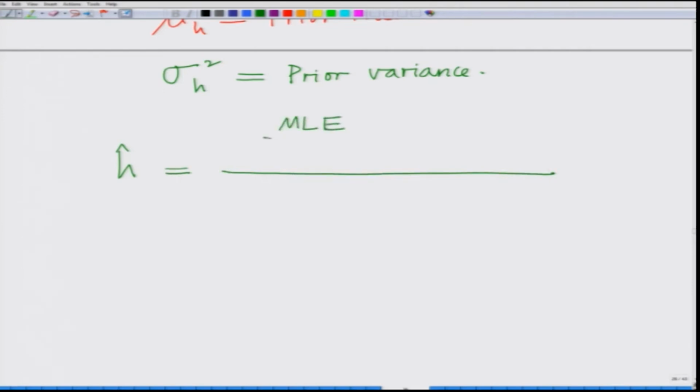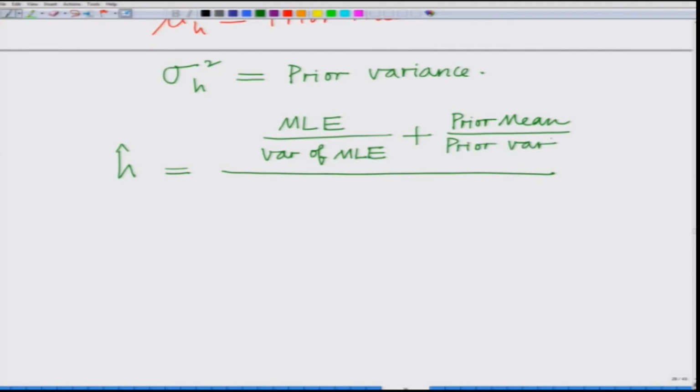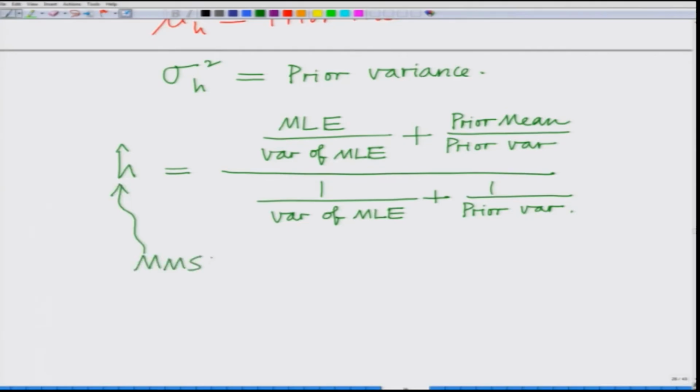Therefore, we also have another very beautiful interpretation of the MMSE estimate: the maximum likelihood estimate divided by the variance of the maximum likelihood estimate, plus prior mean divided by prior variance, divided by 1 by variance of MLE plus 1 by prior variance. So, what does this say? The MMSE estimate is basically a linear combination of the maximum likelihood estimate and the prior mean, that is mu h, in the inverse ratio of their variances. This is a beautiful interpretation, with several interesting implications.